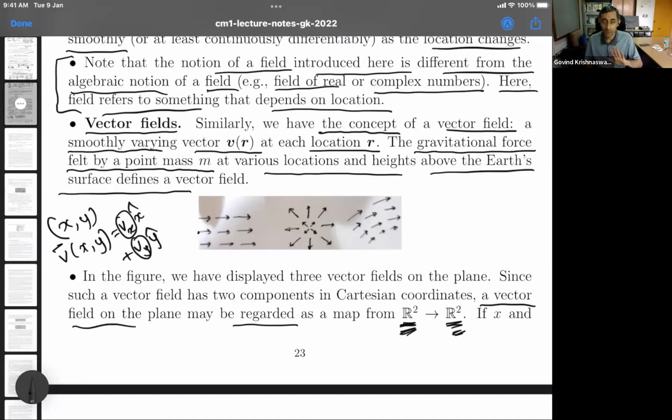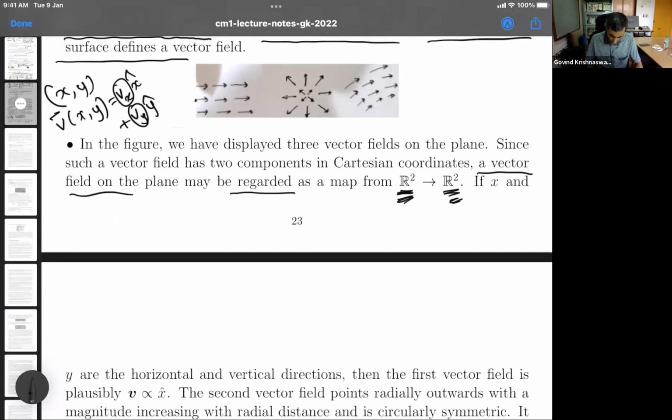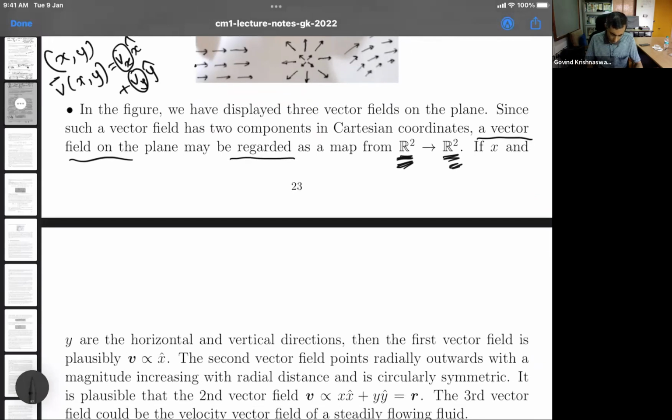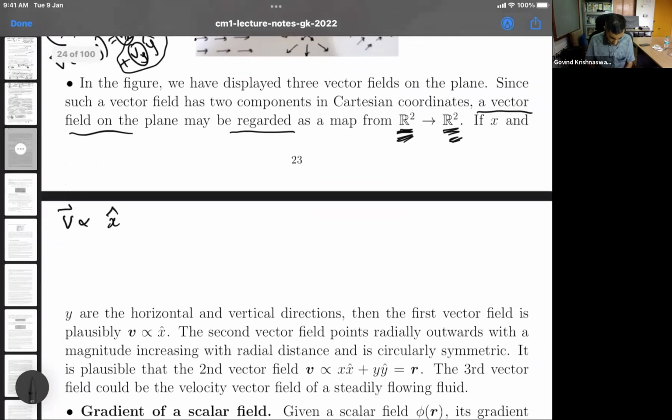Okay, so if you really wanted to, I would rather think of it as a smoothly varying distribution of arrows at every point. The first vector field, I think the picture will tell you, doesn't have any component in the y direction. So we can conclude that the first vector field is basically proportional to x hat. That is, I hope, plausible.